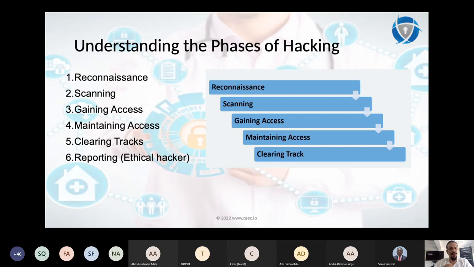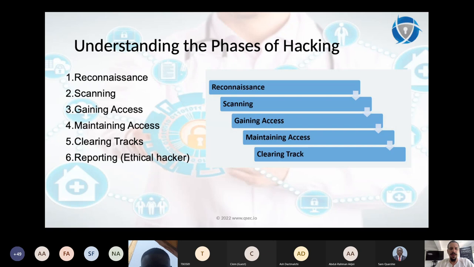So, diving into the actual presentation. Phases of hacking, I think Sam briefly touched upon this. I'm just going to dive a little bit deeper and show you at least a bunch of tools that hackers use to achieve each of these stages. It goes through these five main stages.